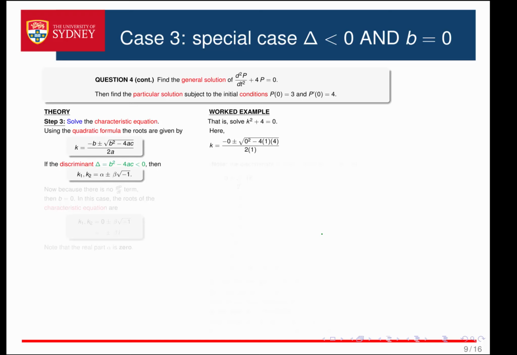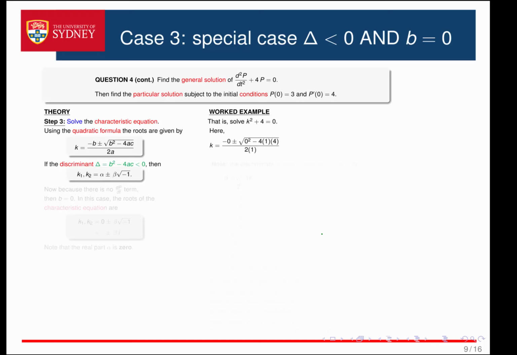For our example, the discriminant is 0 squared minus 4 times 1 times 4, which is negative 16. Again, because the discriminant is negative, this means we will get two complex roots for k. Let's simplify the right-hand side to get it into the form alpha plus or minus beta i.